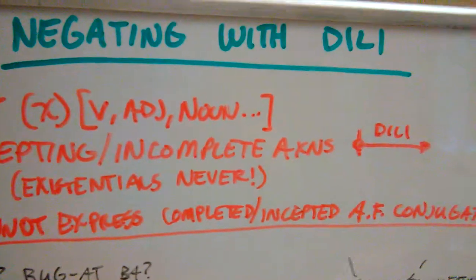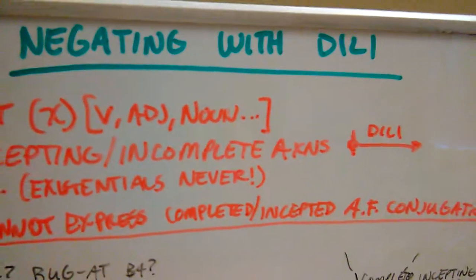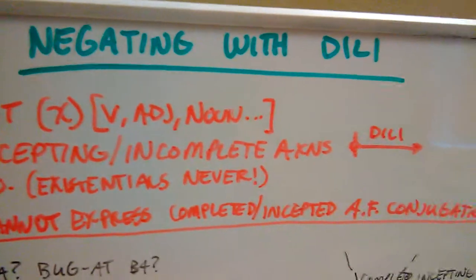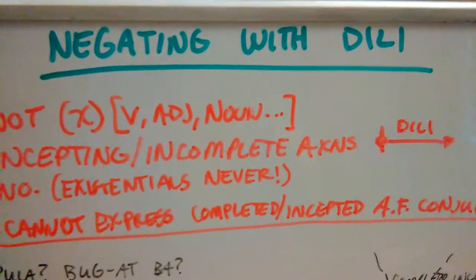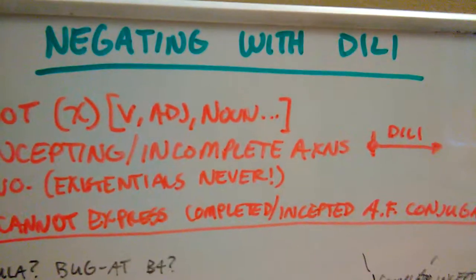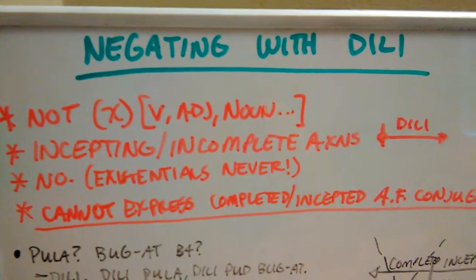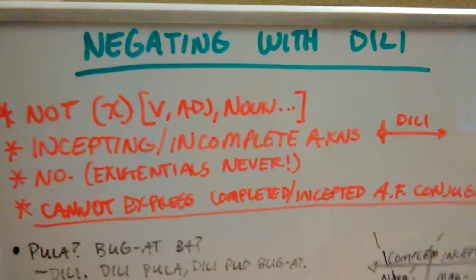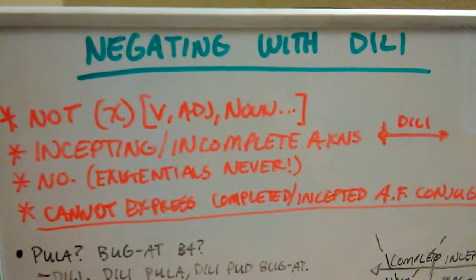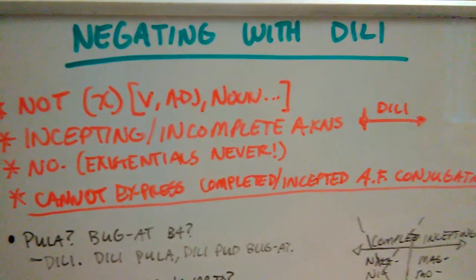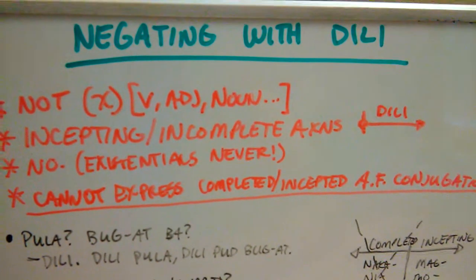Okay, so the next negative word that we're going to look at is dili, right? I chose this one because it's a lot easier to explain than the final one, which is wala. Dili just means no. Simply just no, okay? It's not as complicated as ayaw and not as complicated as wala, which we will see in future videos.